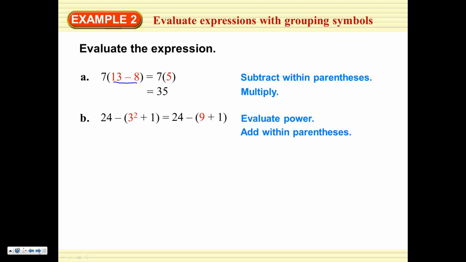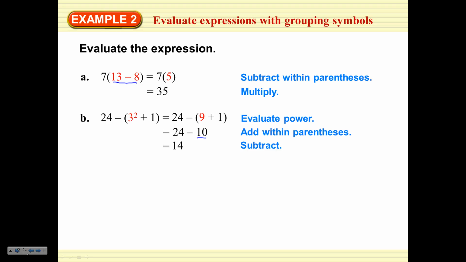And now 9 plus 1 is within the parentheses. So we add, and we get 24 minus 10. Once everything inside the parentheses has been evaluated and you are down to just one simple term, you can eliminate your parentheses. The parentheses can go away at that point, but not until that point. And then obviously we subtract. 24 minus 10 is 14.